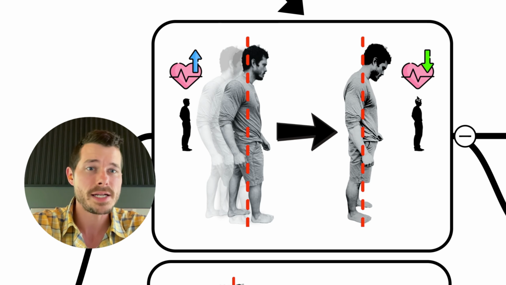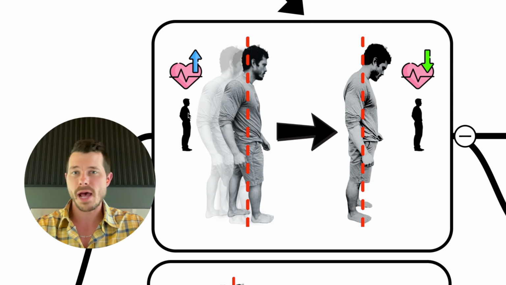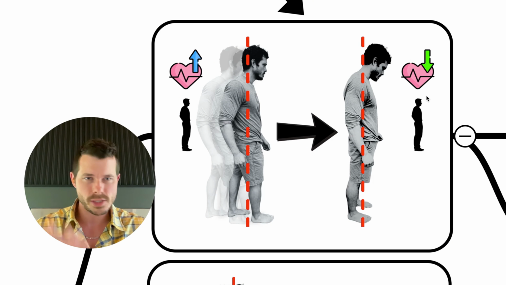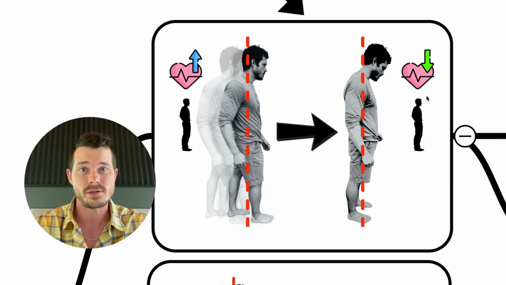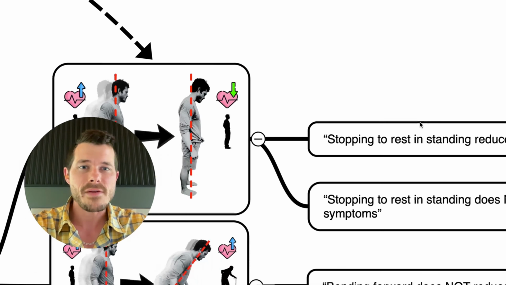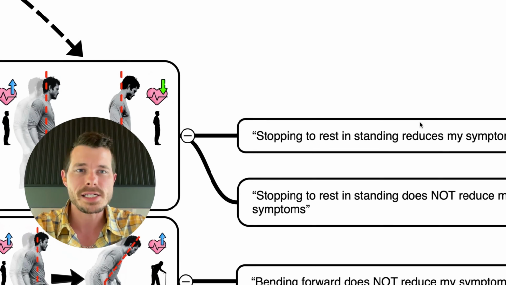But what happens in this picture? This person, their spine is still in the same position. There's no change in their back position from here to here, but their heart is no longer having to work as much because their legs are not calling for as much blood supply and oxygen because they've stopped walking. They're simply standing, albeit in the same position. If stopping to rest in standing reduces your symptoms, then this points to a peripheral arterial problem. If stopping to rest in standing does not reduce your symptoms, then this points towards more of a lumbar spinal stenosis problem.